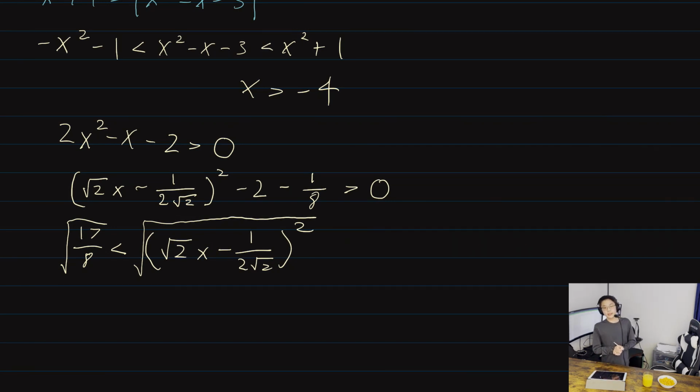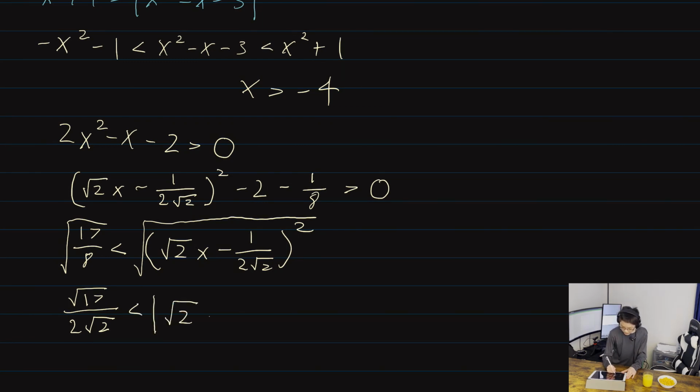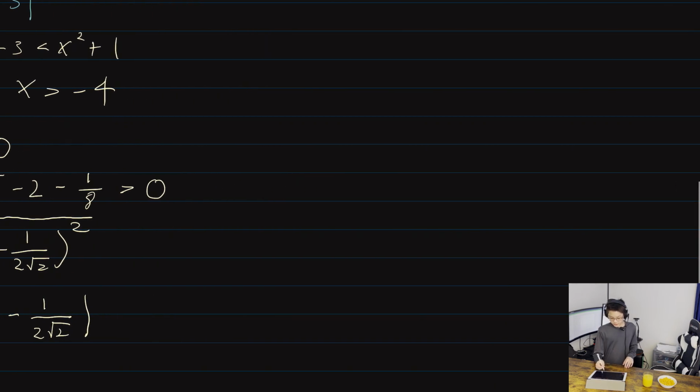And notice that when you take the square root of a square, it's basically just the absolute value of what's inside. So we could just do square root of 17 over, and we could simplify square root of 8. That would just be 2 square root of 2. And this is less than the absolute value of square root of 2 x minus 1 over 2 square root of 2. Now we could just move to the right a bit.